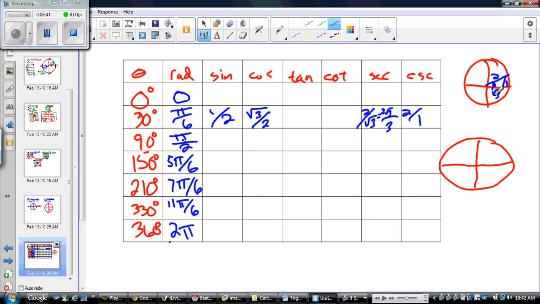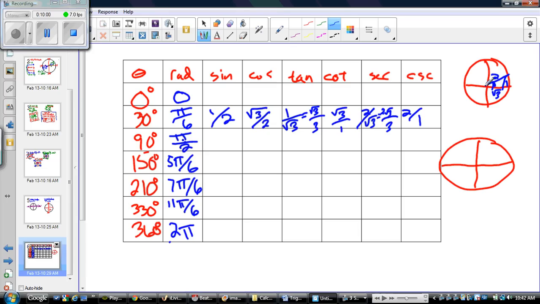And tangent is opposite over adjacent, so that's 1 over square root of 3. Which again, I cannot leave a radical in the denominator, so multiply both the top and bottom by square root of 3. So I'm going to get square root of 3 over 3. And the reciprocal I could just do from the tangent, which is square root of 3 over 1.